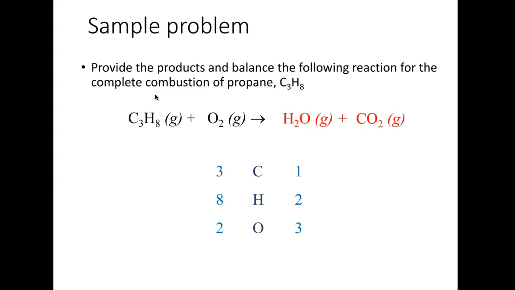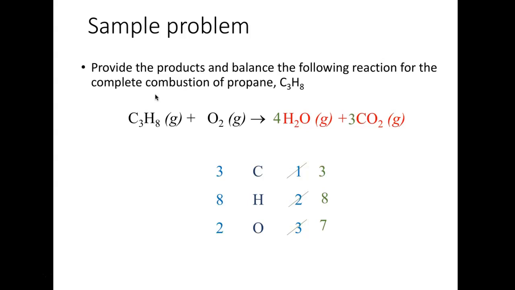I'm just going to start with carbon. It's at the top of the list. So if I put a 3 in front of CO2, then I have 3 carbons. And I've also changed the number of oxygens. I have 3 times 2 for a total of 6, plus the 1 in the water, which makes it 7. Don't forget to count the oxygens in both molecules. So next on the list is hydrogen. If I put a 4 in front of water, H2O, then I have 4 times 2, which is 8 hydrogens. And now my hydrogens are balanced.